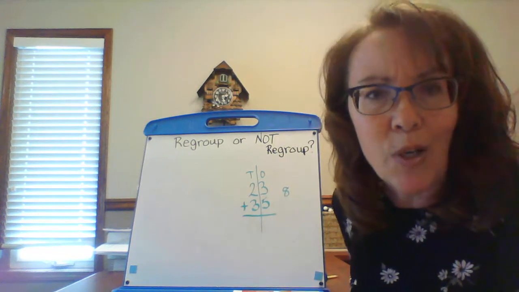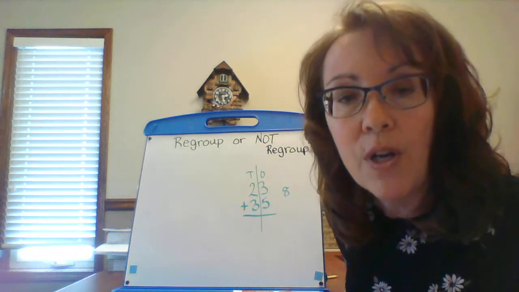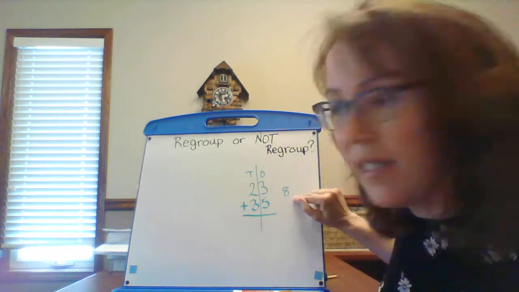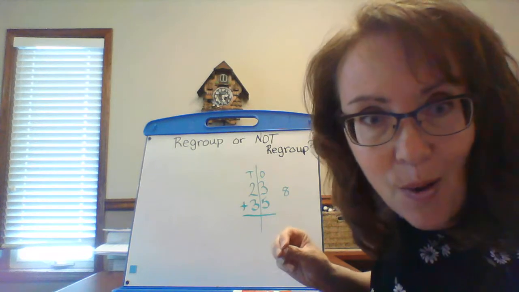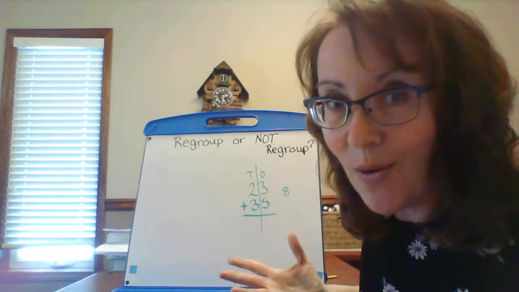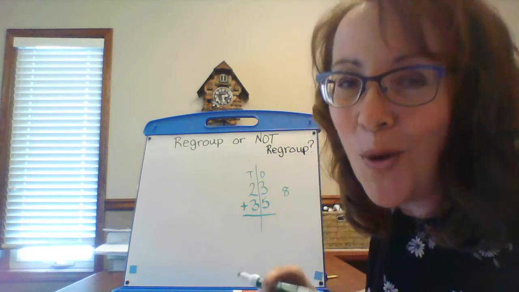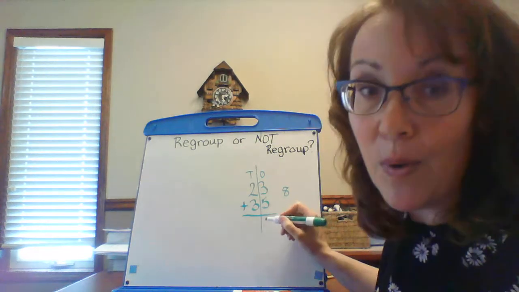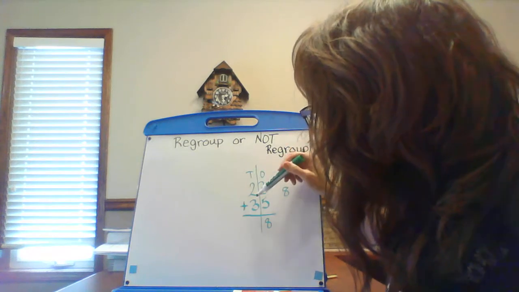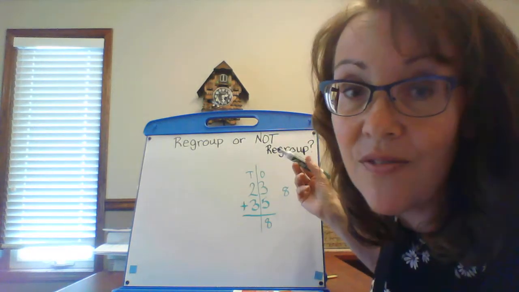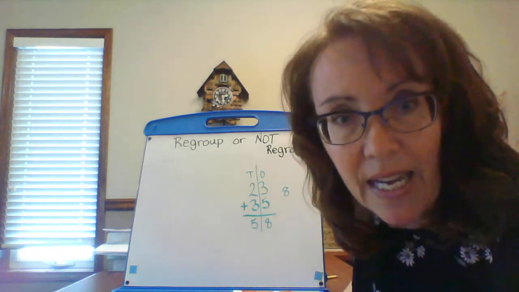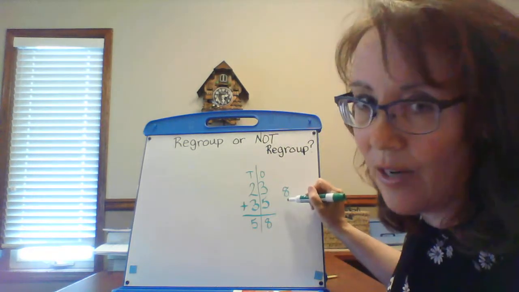When I am regrouping, I am looking for groups of 10 to move over to the tens place. When you look at the number 8, do you see a group of 10? No, there isn't a group of 10. Do I need to regroup? No, I don't. I don't have a 10 to move or to regroup. So my 8 just goes right into the ones place. Then I go over to my tens place and I add my 2 tens plus 3 tens. 2 tens plus 3 tens gives us 5 tens. So we put our 5 tens there, and now our answer is 58. So we did not need to regroup there.